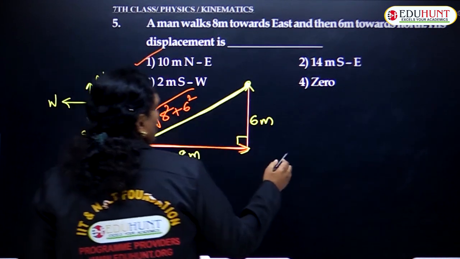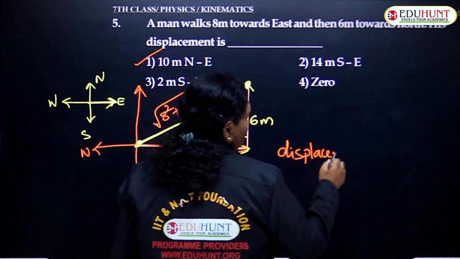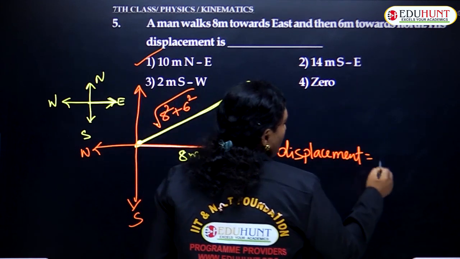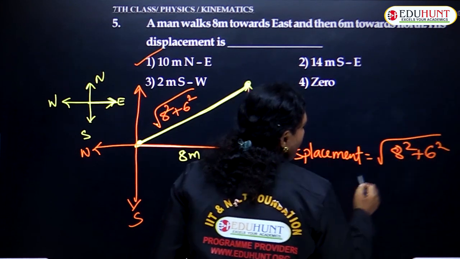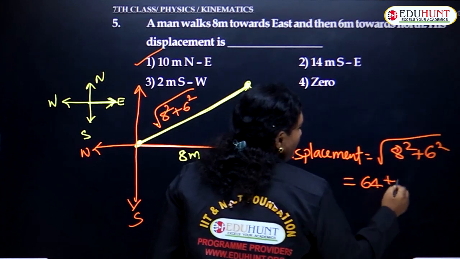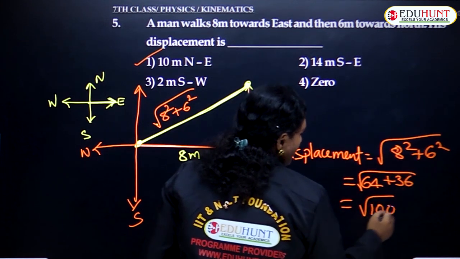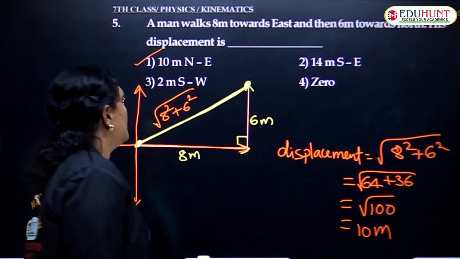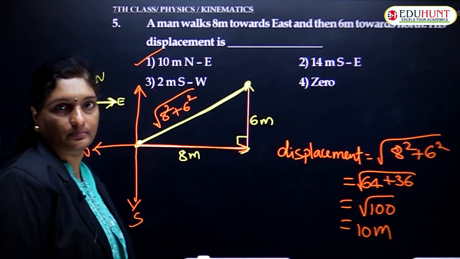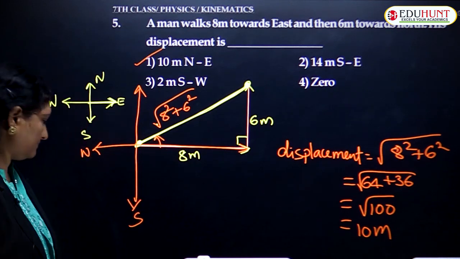Displacement is equal to root over 8 square plus 6 square. That is nothing but 64 plus 36, which is root over 100, and it is 10 meters. Direction is northeast. Okay. Direction is northeast.